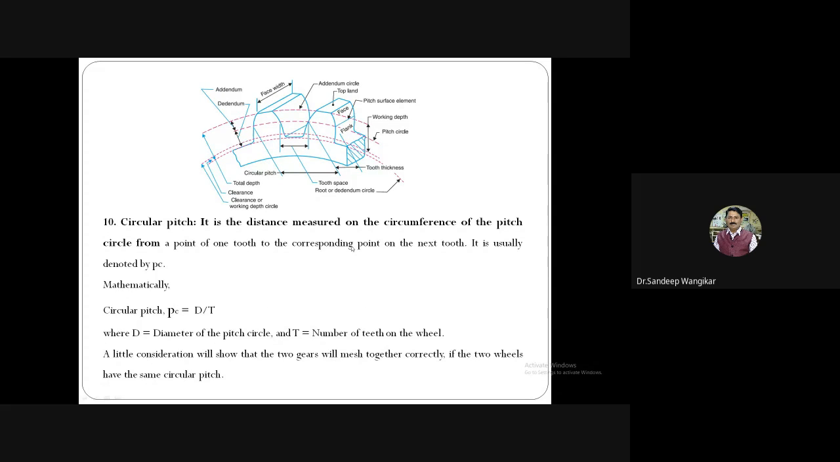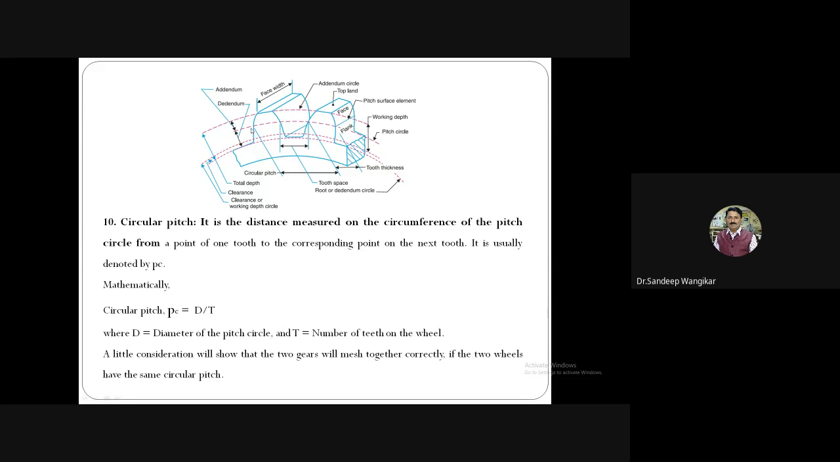Circular pitch. It is the distance measured on the circumference of the pitch circle from a point of one tooth to the corresponding point of the next tooth. This is the generalized definition of any pitch, the distance between two consecutive points. So here the distance is required to be measured along the pitch circle. If I take this point and on the next gear I take this point, the distance between these two points I will call the circular pitch.